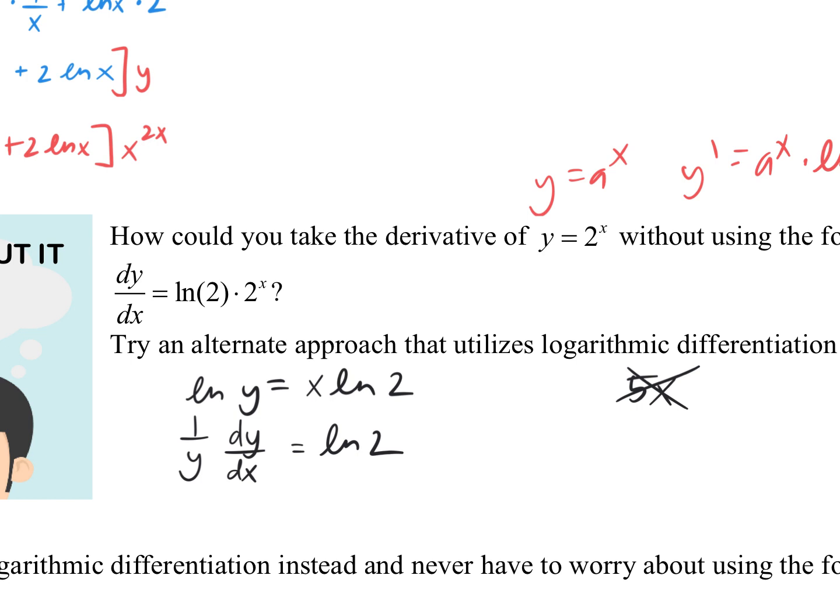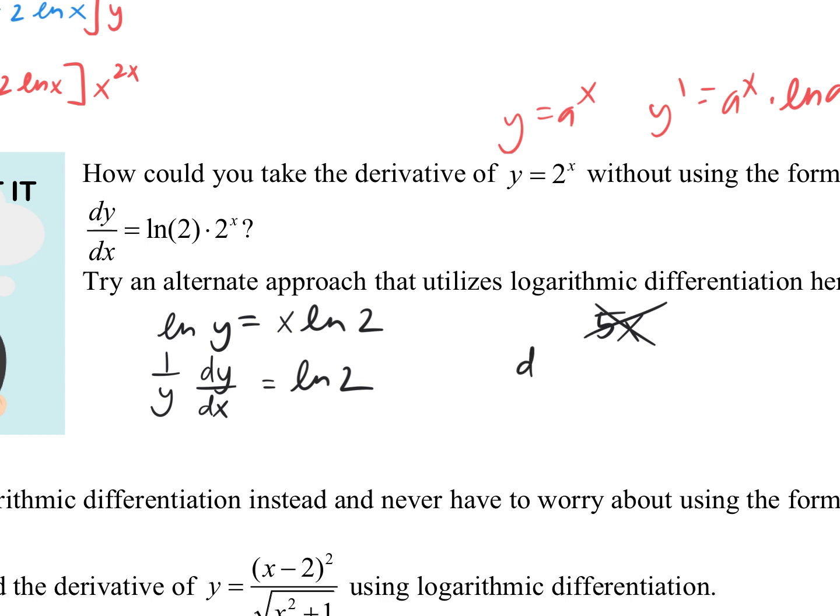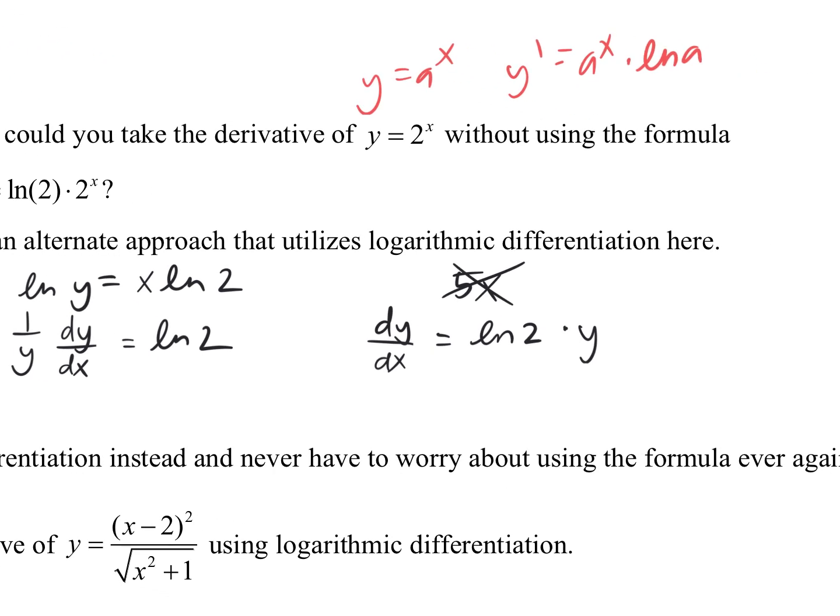Because the natural log of 2 is a number, right? So that number times x, the derivative of that is just the natural log of 2. All right, and then I get the derivative by itself. So dy dx is going to equal the natural log of 2 times y. But y actually equals what? 2 to the x, right? So I'm going to replace that with y. So I've got the natural log of 2 times 2 to the x is equal to the derivative with respect to x.